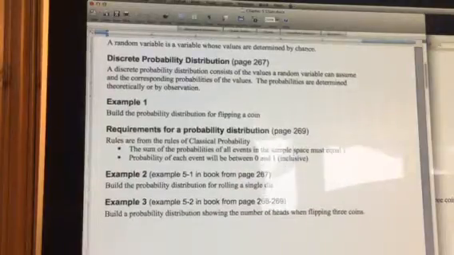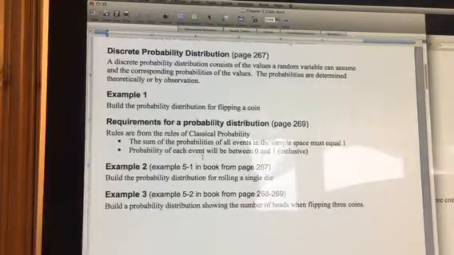Now, requirements for a probability distribution. And this is pretty straightforward, should make sense to you. There are only 2, and they are rules based out of classical probability. The first rule is the sum of the probabilities of all events in the sample space must equal 1. Now, if you stop and think about it, that should make sense. If I have listed all the possible outcomes, then the total probability should be 1 if I'm working in decimals, or 100% if I'm working in percentages.